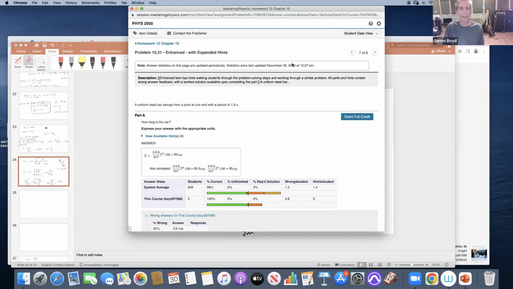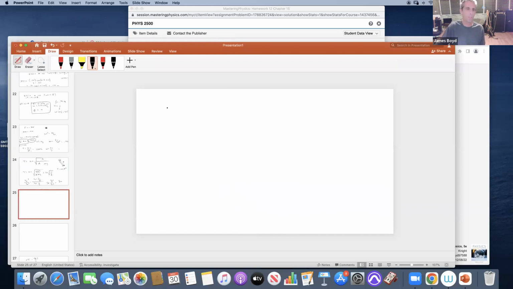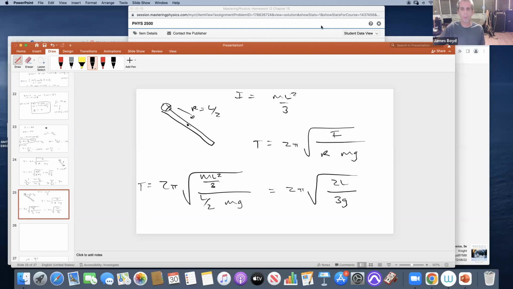All right. And then we get a uniform meter bar for this one. Almost done. Our center of mass is here. This is our radius. I for a steel bar about one end is ml squared over 3. The radius of gyration is half the distance because it's the distance from the axis to the center of mass. T is 2 pi square root of I over r mg, which is 2 pi times ml squared over 3 divided by L over 2 times mg. L's cancel, M's cancel, one of the L's cancels. 2 goes up, which is 2L over 3g, or roundabout 1.